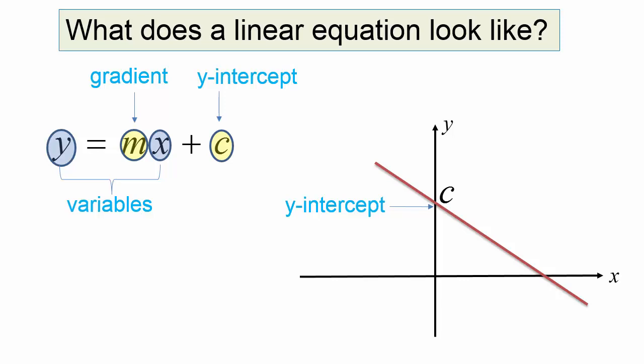Let's look at some examples. Here is a linear equation, y equals 3x minus 1. For this example, the gradient is 3, m equals 3, because it is the coefficient of x, and the y-intercept is negative 1. So we can write c equals negative 1. What about this equation? What do you think the gradient and the y-intercept is? The coefficient of x is negative 1, so the gradient is negative 1. We can always write plus 0 at the end of the equation, so the y-intercept is 0.